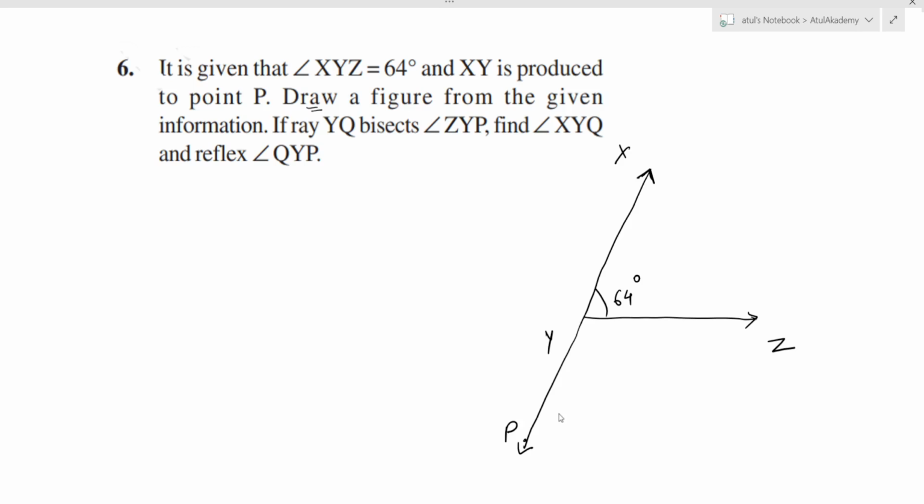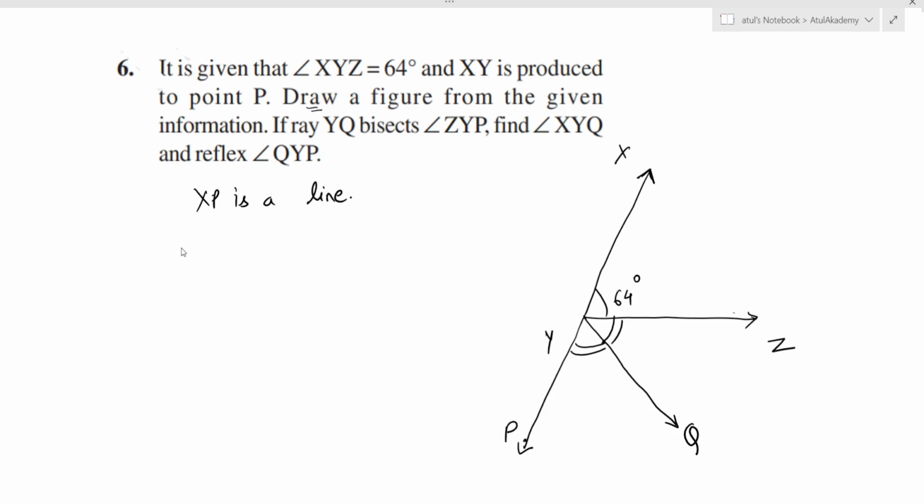Ray YQ bisects ZYP. ZYP is this angle, so there is a ray which will bisect, meaning divide it into equal parts. So that's YQ. Got it? These two angles will be equal as it's bisecting. Students, I hope that's clear now. Fine, that's the figure, and then I have to find all these things. So let's start. How will I do it? As XY has been produced to P, XP is a line. Can I say that?